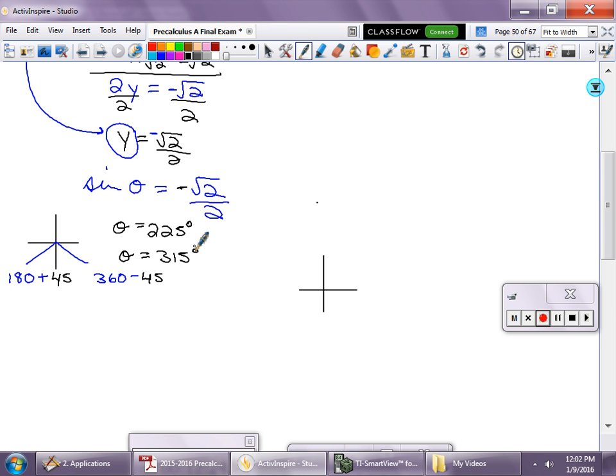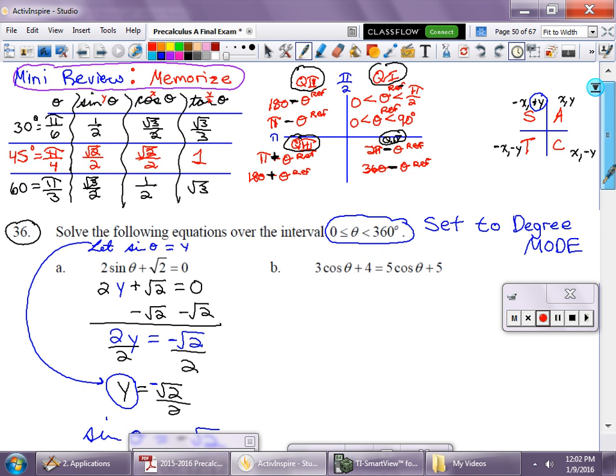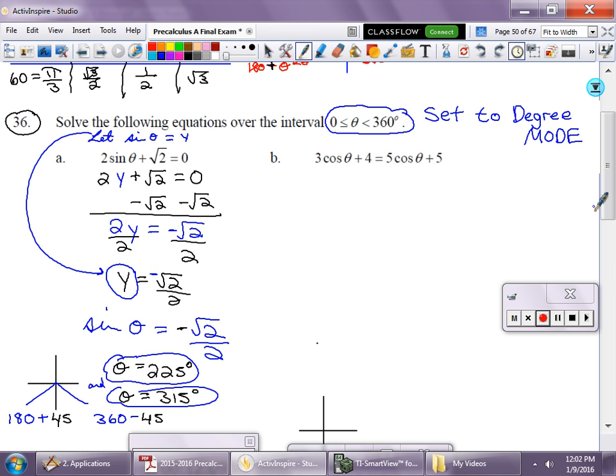360 minus... Okay, so I'm going to just box them in, right, and that closes that problem, which I think is 36A. 36B, because cosine relates to x, we're going to get that friendly let statement: let x equal cosine of theta.